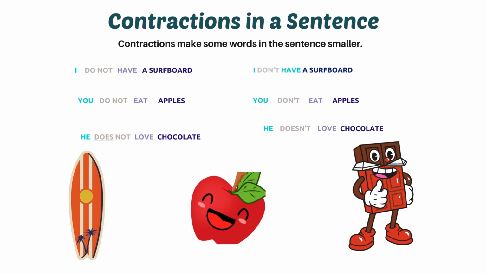So, contractions in a sentence. Contractions make some words in a sentence smaller. Contractions are used a lot in everyday speech. I do not have a surfboard. I don't have a surfboard. You do not eat apples. You don't eat apples. He does not love chocolate. He doesn't love chocolate.